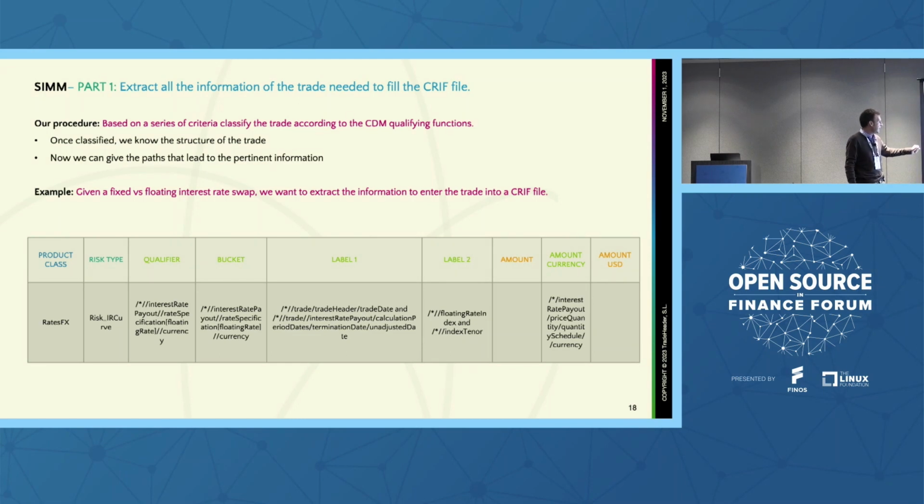But the idea is that for a particular product, for example an interest rate swap, once we have the qualification function and we classify it, we extract all the information that we need based on the paths that we have in the CDM object. So we are able to extract all the information. In this case, for interest rates, we apply that to all the asset classes.